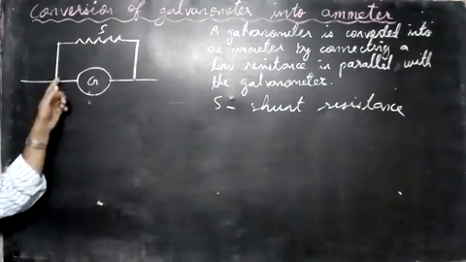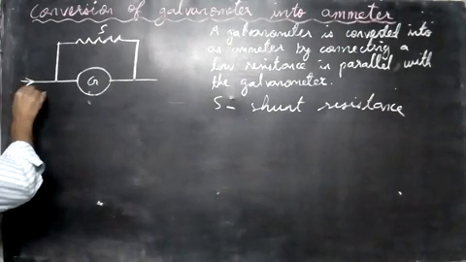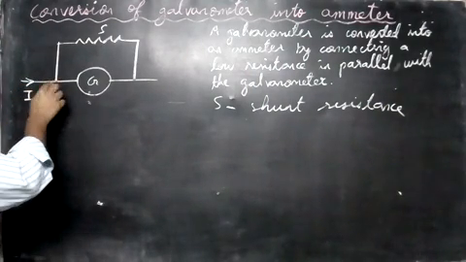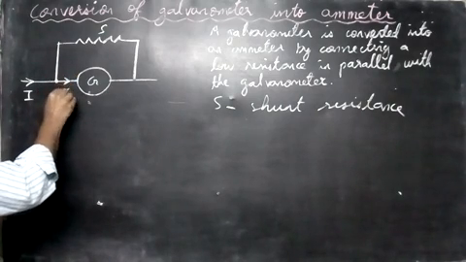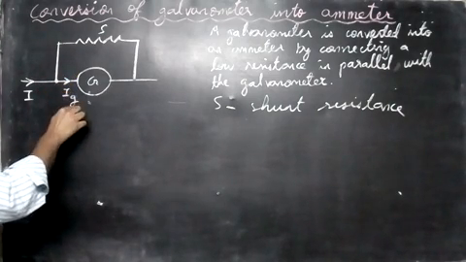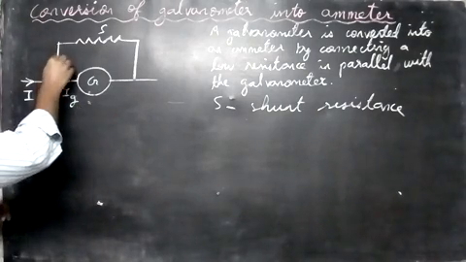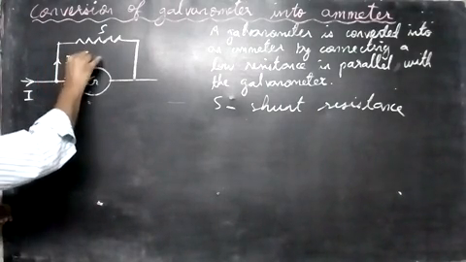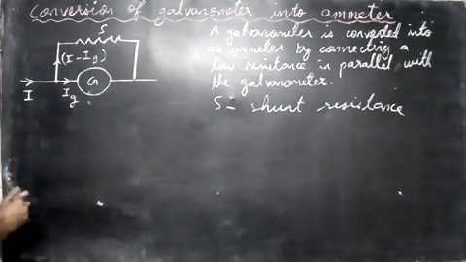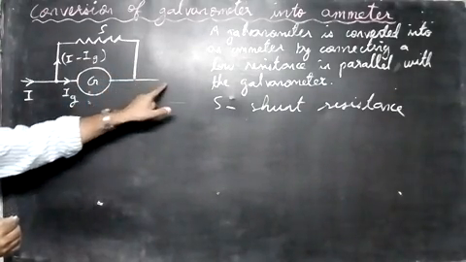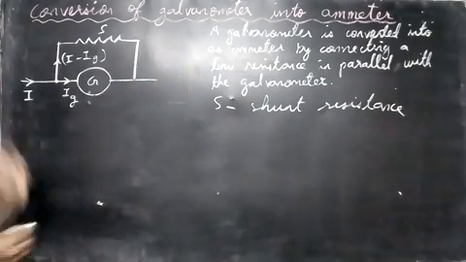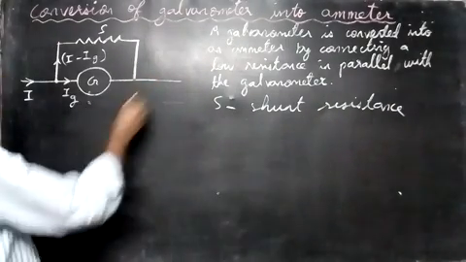What happens when you send a current I into it? The current will divide here, there's a branch here. The current through the galvanometer we say as Ig, and the remaining current here will be I minus Ig. That current will go through the shunt, come here again, and these two currents will meet, and again we get the same current I here.